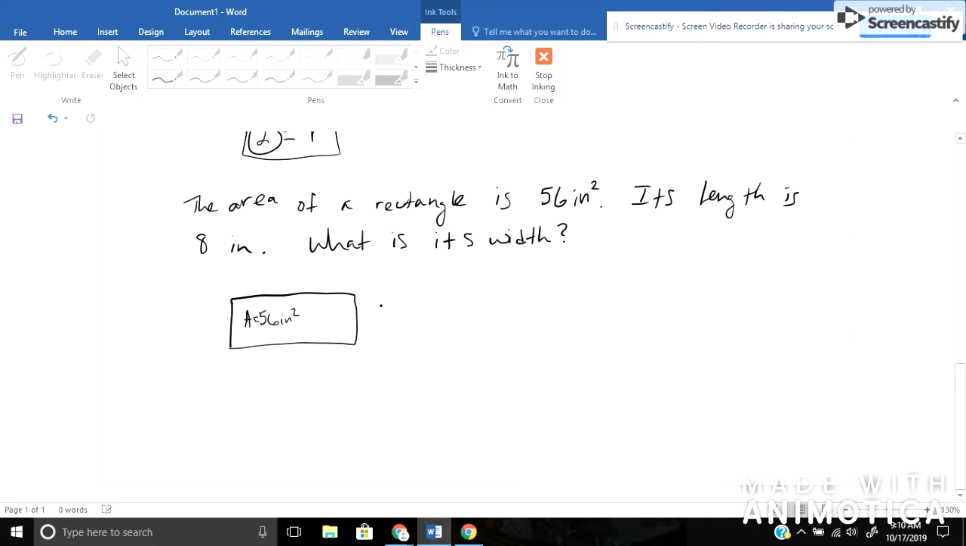And I know the width is... I'm looking for the width. What is its width? So I'm going to put W. And its length is 8 inches. Okay, from here to here is 8 inches.